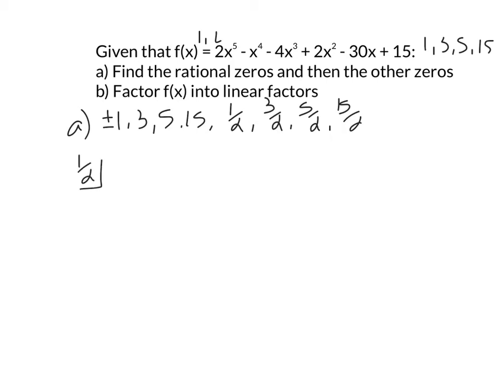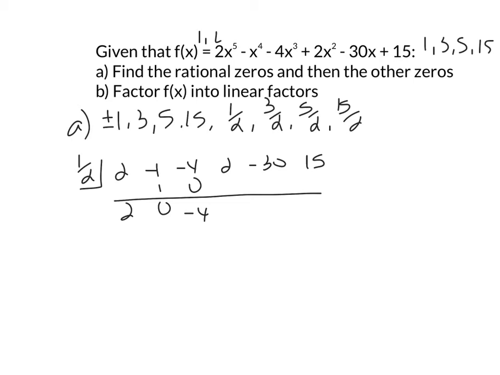So I'm going to put 1/2 in my box. 2, -1, -4, 2, -30, and 15. It's a bunch of stuff. So bring down the 2. Half of 2 is 1. 0, I like 0. Add, multiply. 0 again. I'm liking this. And half of -30 is -15. So 1/2 is definitely a solution. That's the only thing I could see on my calculator.